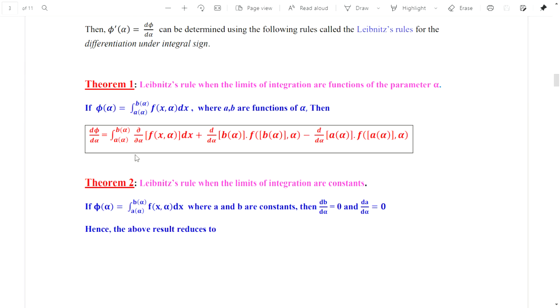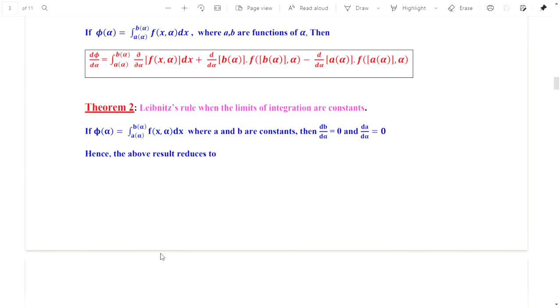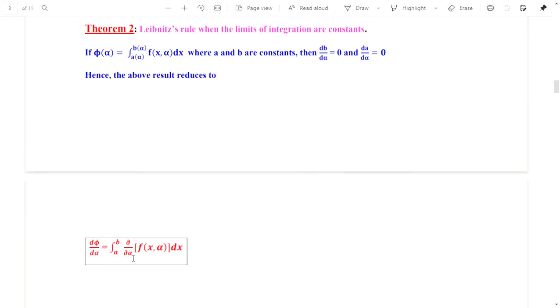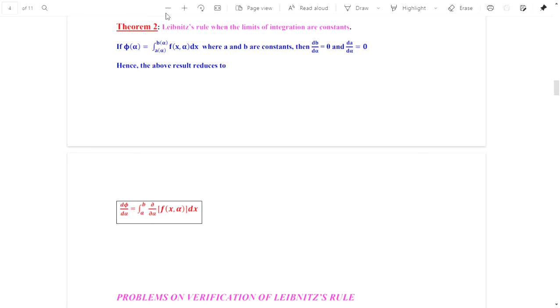So the above formula becomes d phi by d alpha is equal to integral of a to b dou by dou alpha of f of x comma alpha into dx. This is the Leibniz formula whenever the limits of the integration are constants.